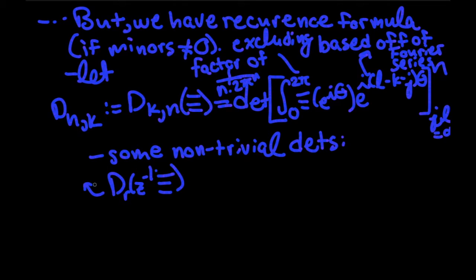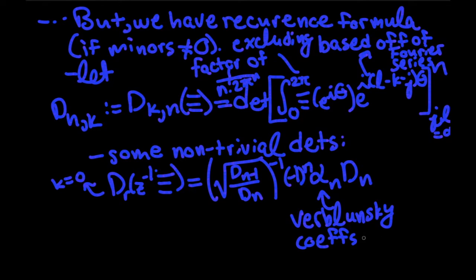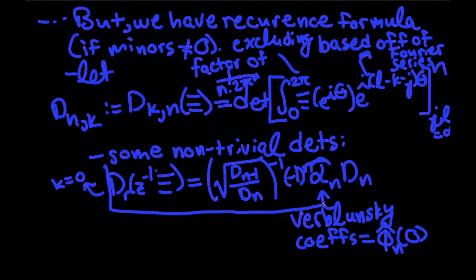Now, an example of some non-trivial debts written in terms of BOPUC is given here. And there's a -1 exponent that should not be there, but everything else is correct. And that alpha term is called a Jablonski coefficient, and that's equal to phi hat of n at 0. And that's the big formula.